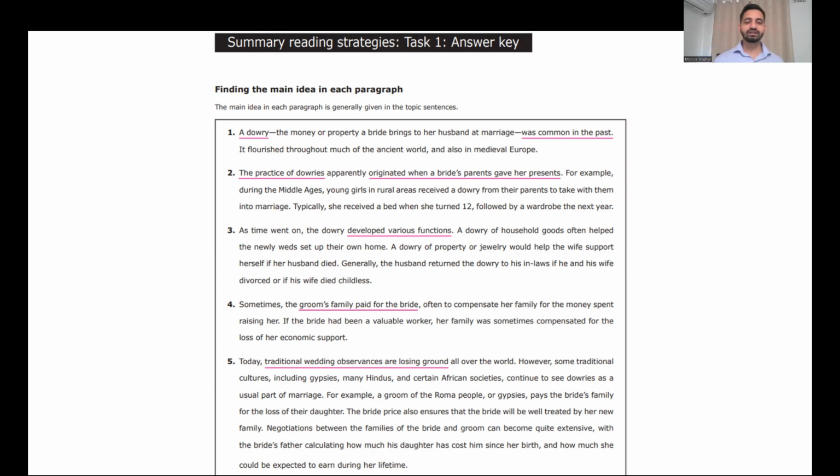Number 5, today, traditional wedding observances are losing ground. What's happening today, you can touch on that as well, all over the world. However, some traditional cultures, and this is all examples, right? So observances are losing ground, are losing attention, for example, and you can use synonyms as well, but we'll talk about synonyms later on. However, some traditional cultures, including gypsies, many Hindus, and certain African societies continue to see dowries as a usual part of marriage.